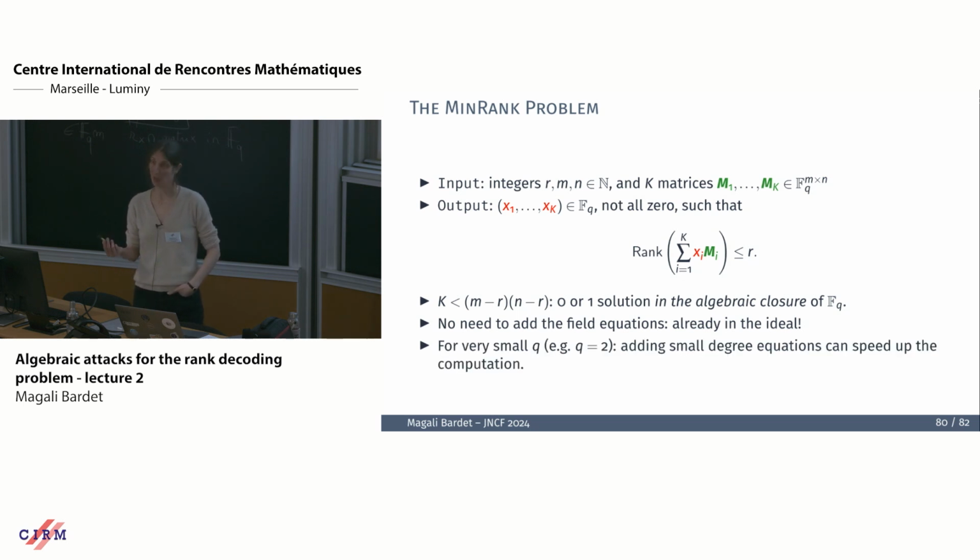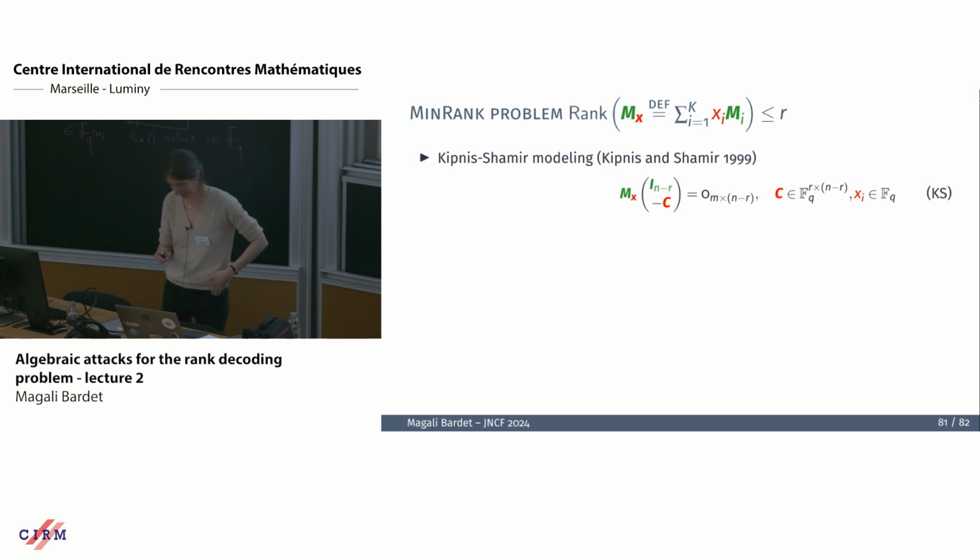You may want to add them over a very small field. Before, we did not add the field equation because the field is not F2, it's F2 to the M. Now we have an F_q, so it's interesting to add the quadratic equations. And so what are the different modelings for this problem? The first one is the Kipnis and Shamir modeling.